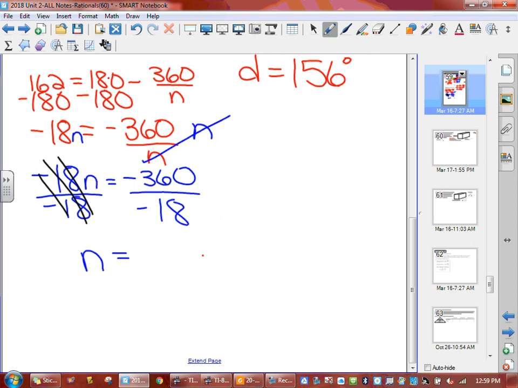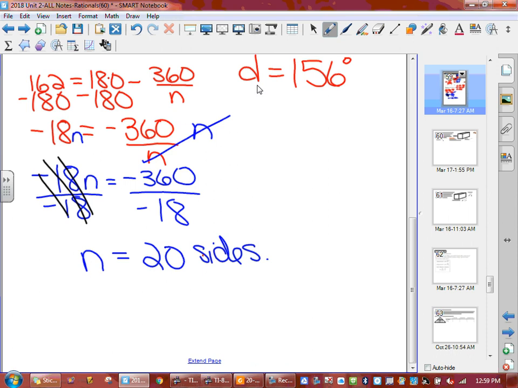So n is how many sides here? 20. Good. So we end up with 20 sides for that polygon, if every angle is 162 degrees. So some of the questions are just plugging numbers in. Some of the questions are actually manipulating them.